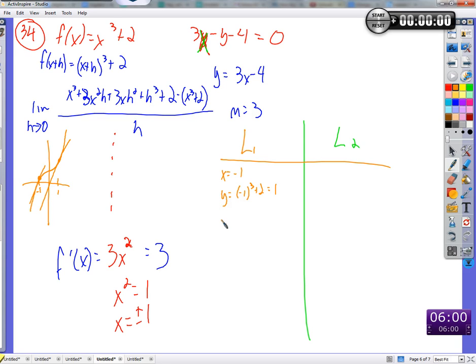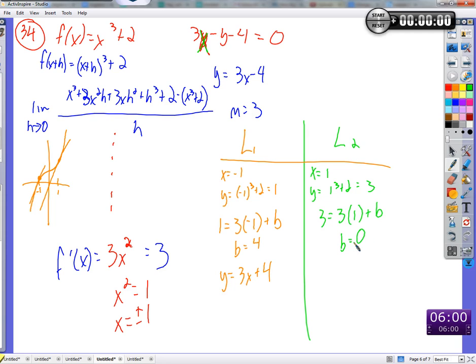So we could use y equals mx plus b. B is equal to 4, right? And so we have y equals 3x plus 4. Same thing over here, only x is 1 and not negative 1. And so y is equal to 1 cubed plus 2, which is equal to 3. So y equals mx plus b, so b equals 0. So y could just be equal to 3x.